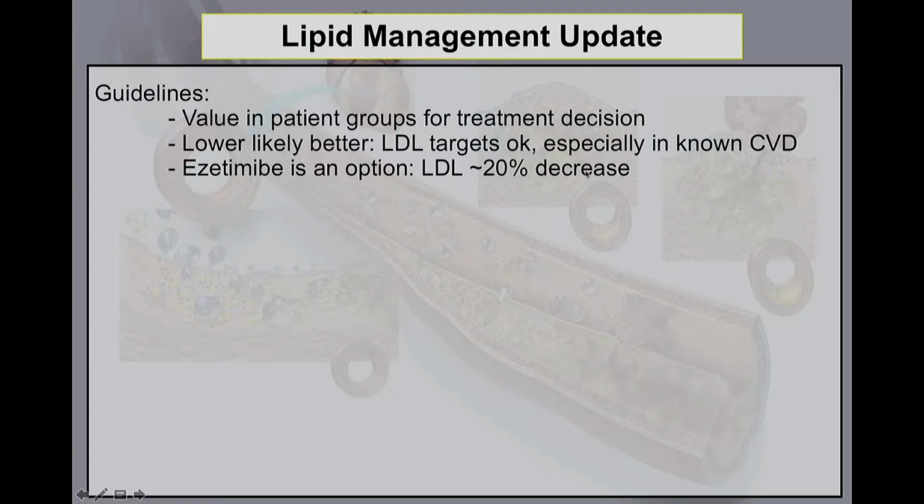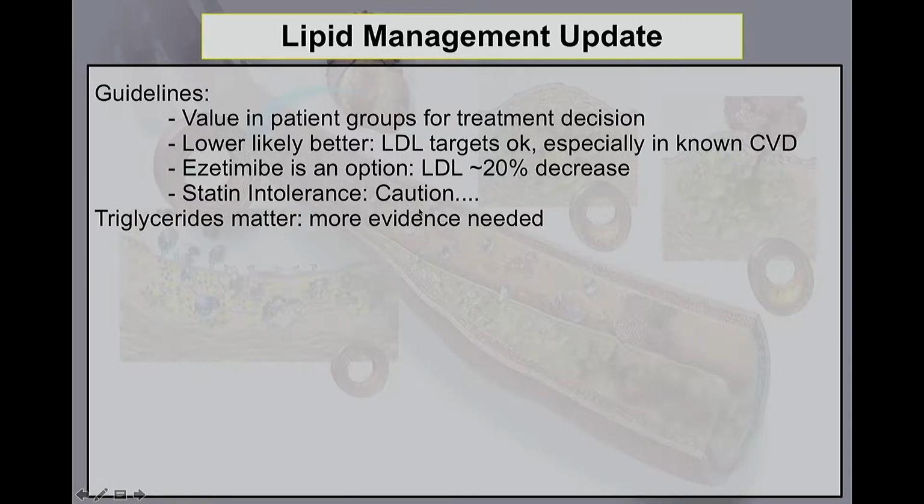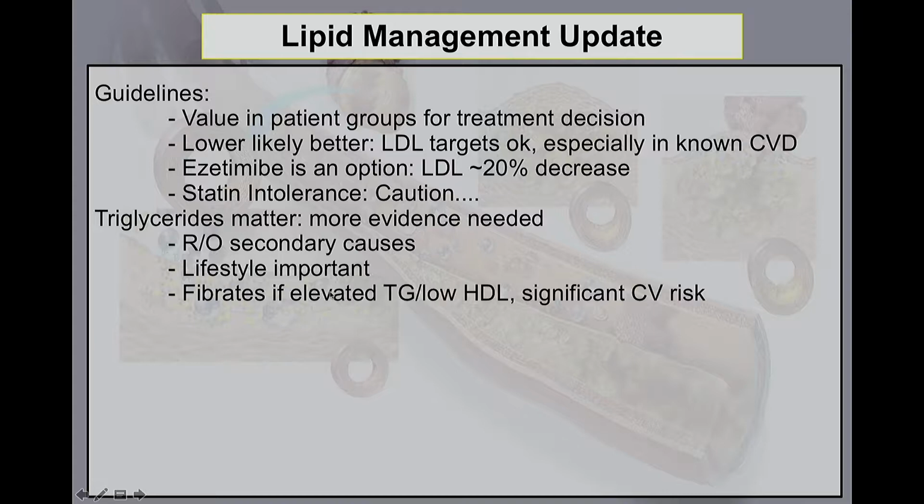The patient subgroups are useful, I think, and they are supported by evidence. Ezetimibe is underutilized and can help, often lowering LDL 20%. Statin intolerance is often not real statin intolerance, so be cautioned before you would label patients as being statin intolerant. Triglycerides do matter. We certainly need more evidence, but you have to run the list of secondary causes, recognize how important lifestyle is in this setting in terms of changing numbers.